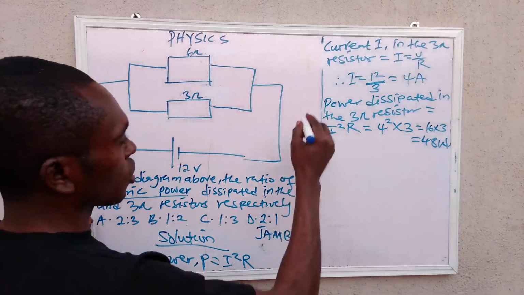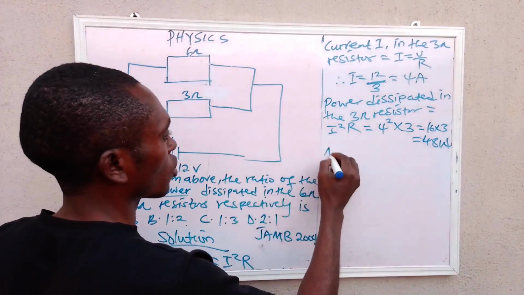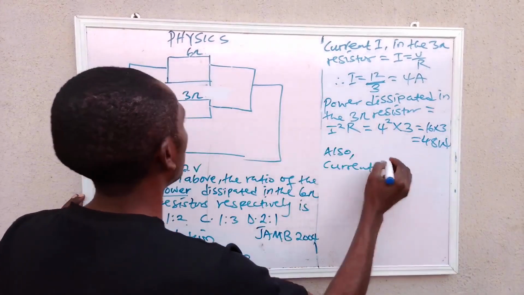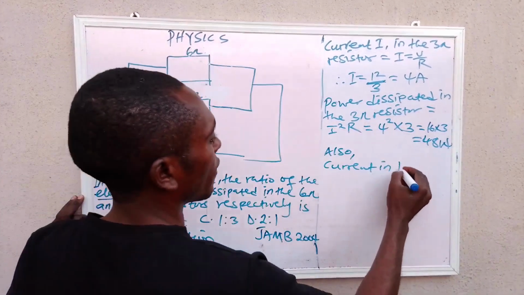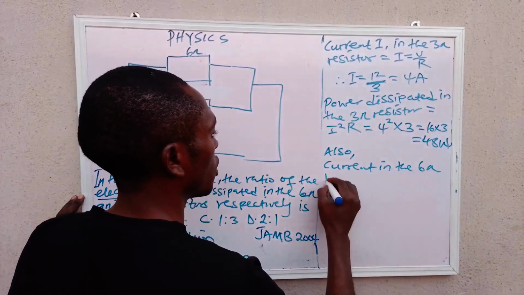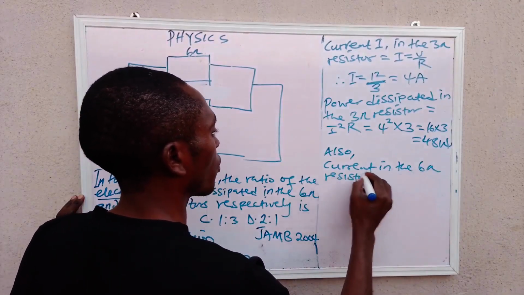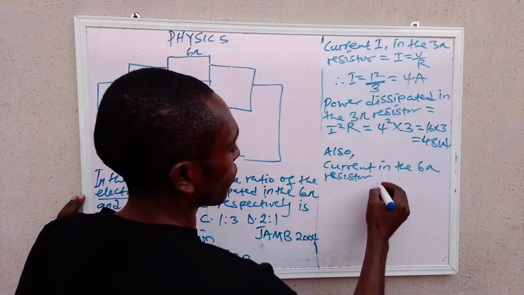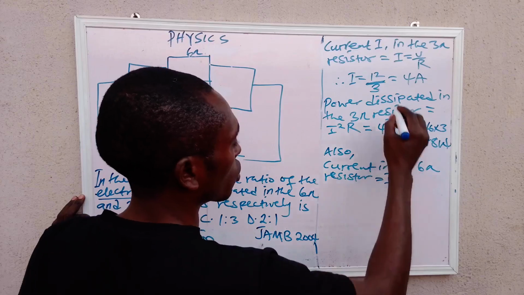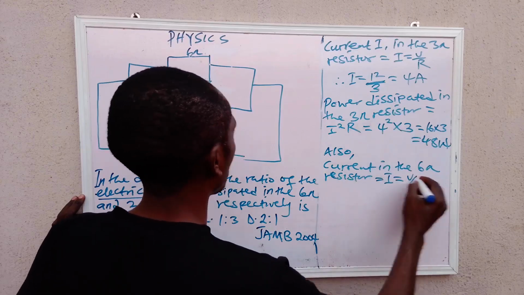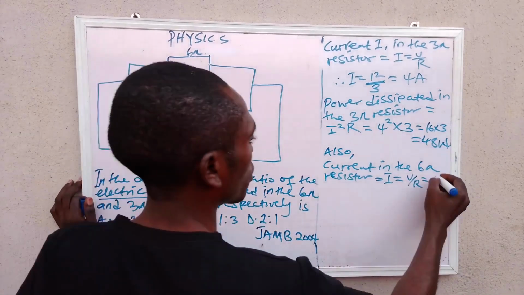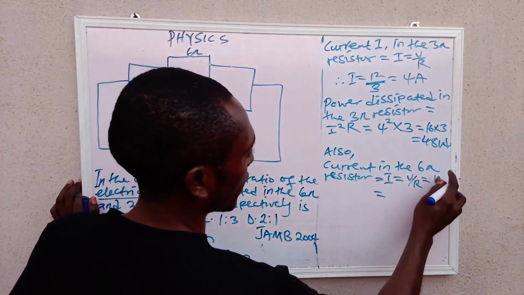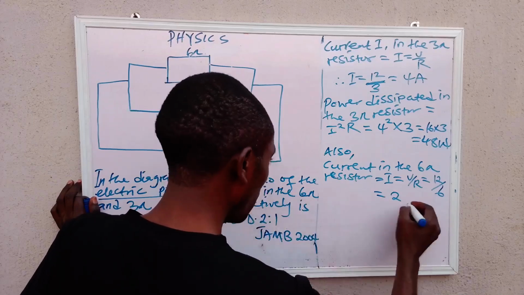The next thing to do is to calculate the current in the 6 ohms resistor. The current in the 6 ohms resistor is I equals V over R, which is 12 over 6. 12 divided by 6 is 2 amperes.